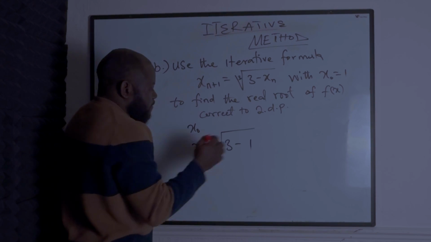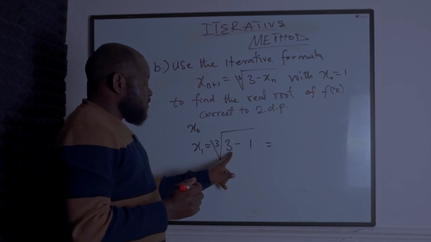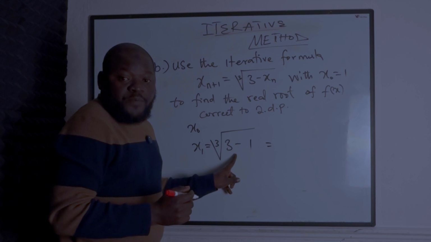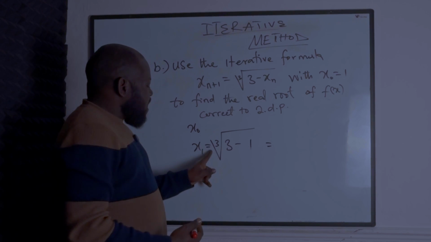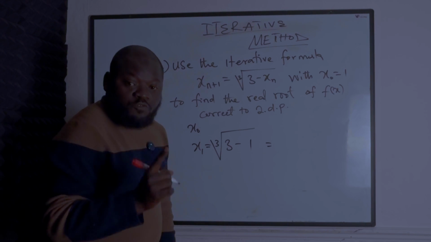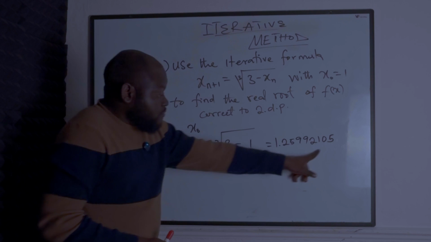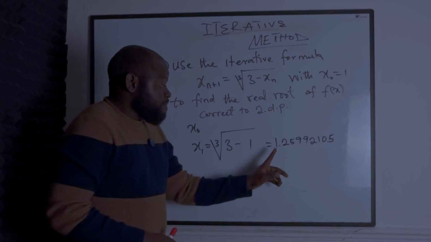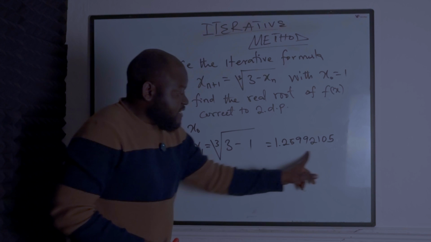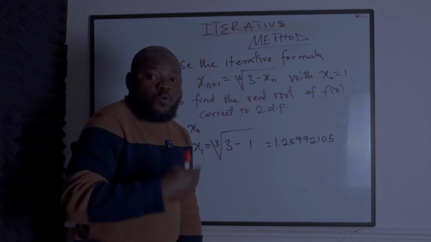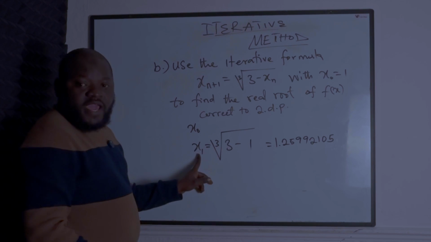What does this mean now? This simply means the cube root of 3 minus 1. So if you press your calculator for 3 minus 1, that will give you 2, right? So when you take the cube root of 2, you should be having something like this. I decided to write it fully like this because they asked us to take it to 2 decimal places. So I need to be seeing the entire pattern so that we know where to stop. Now, this value is the value for x1.